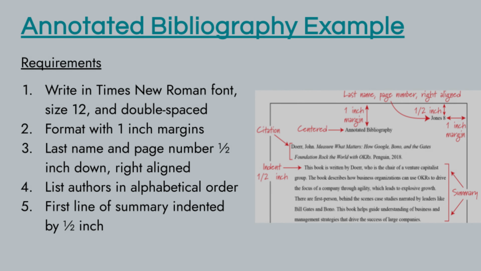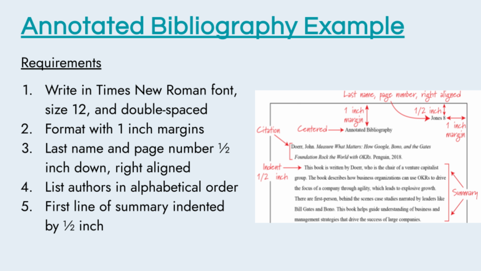Shown here on the right is an example of an annotated bibliography and how it should be formatted. Some requirements to keep in mind when writing an annotated bibliography is that it should be in Times New Roman font, in size 12, and double-spaced. You should format the bibliography with 1-inch margins, and your last name and page number should be located at the top right corner, half an inch down from the top of the page. The authors of the sources should be listed in alphabetical order, and the first line of each bibliography, which is the text underneath the source, should be indented by half an inch.